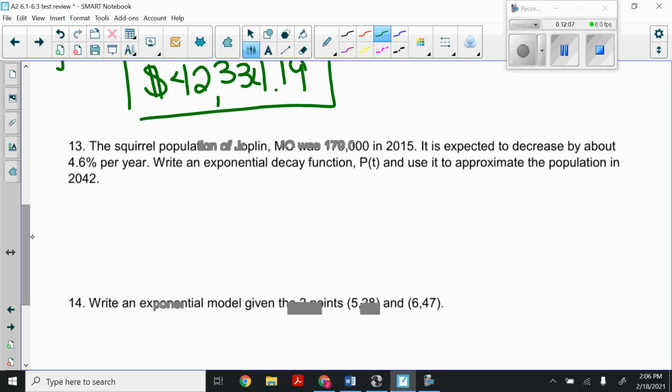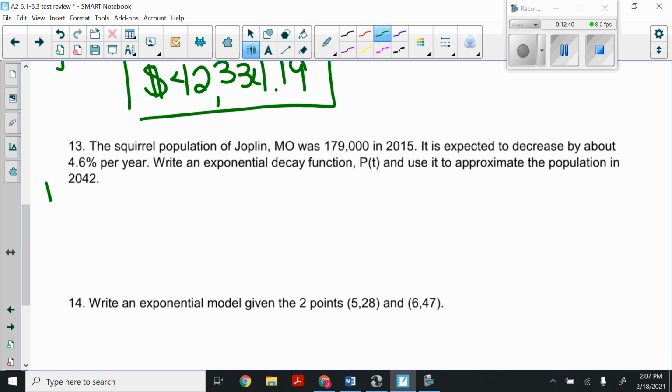Number 13, the squirrel population of Joplin, Missouri was 179,000 in 2015. It is expected to decrease by about 4.6% per year. Write an exponential decay function, P of t, and use it to approximate the population in 2042. So here I have two separate problems. First I have to write the equation, and then I have to plug everything into that equation and find the population in 2042. So the very first thing I need to find is my decay factor.